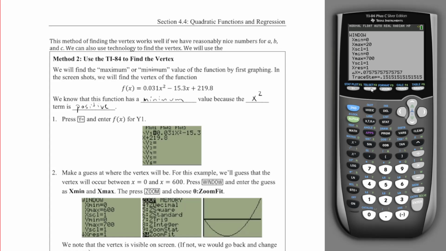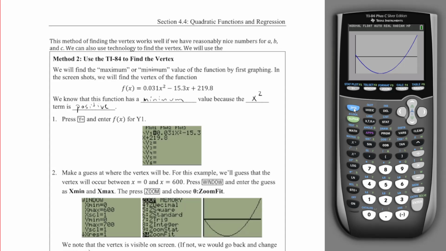Next, I'm going to go to Window and guess a range that my vertex might be in. My first guess is going to be 0 to 600, I expect kind of a big number because my value of a is very, very small. So I'm going to set my x values to go from 0 to 600, choose zoom fit to set the y values. And looking at the screen, I observe that the vertex is visible. Since the vertex is visible, I can now go to the next step.